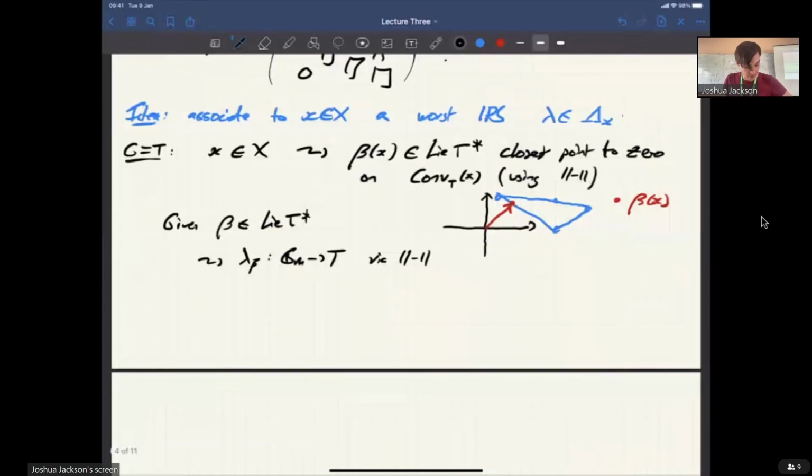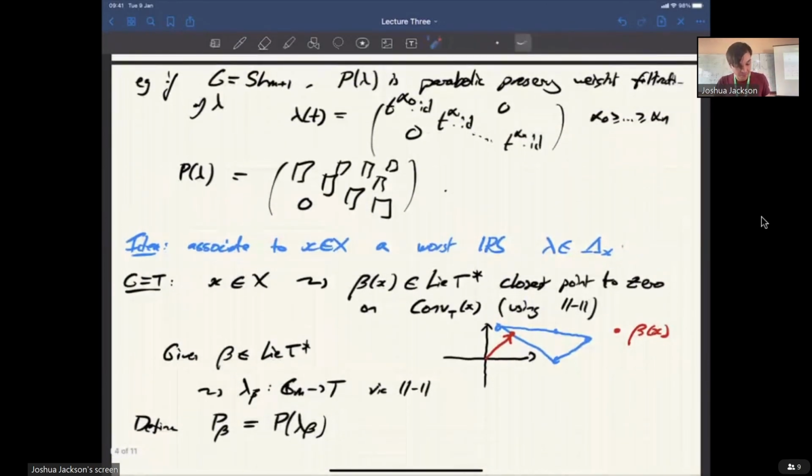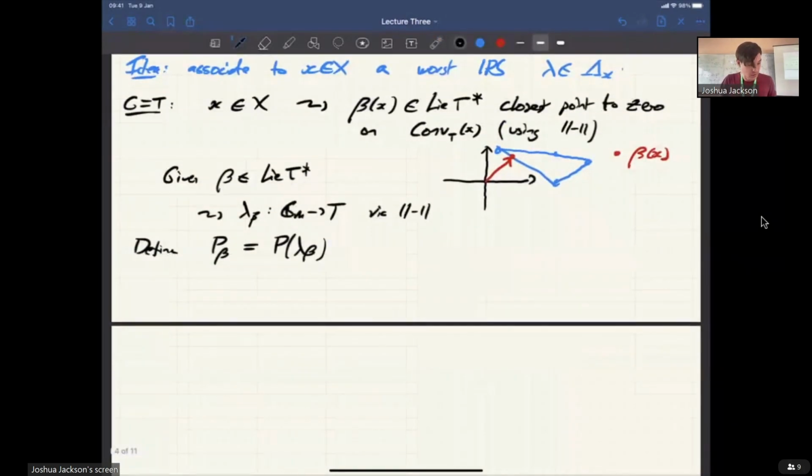Okay, and now I'll just give you some notation here. I'm going to define P beta to be P of lambda beta. So it's the one-parameter subgroup that corresponds to lambda beta under this description that I gave here. And again, you can just think of G as being SL this whole way through, and you won't lose much.